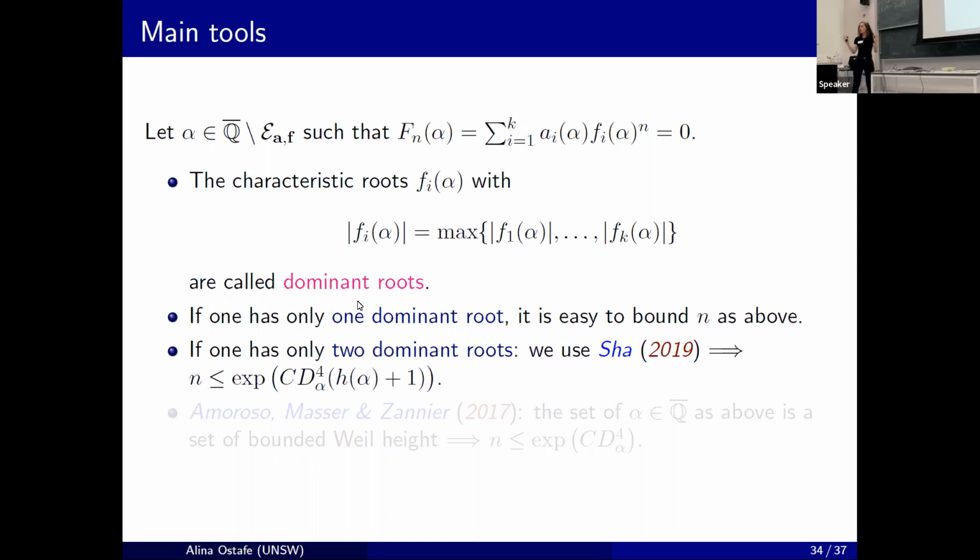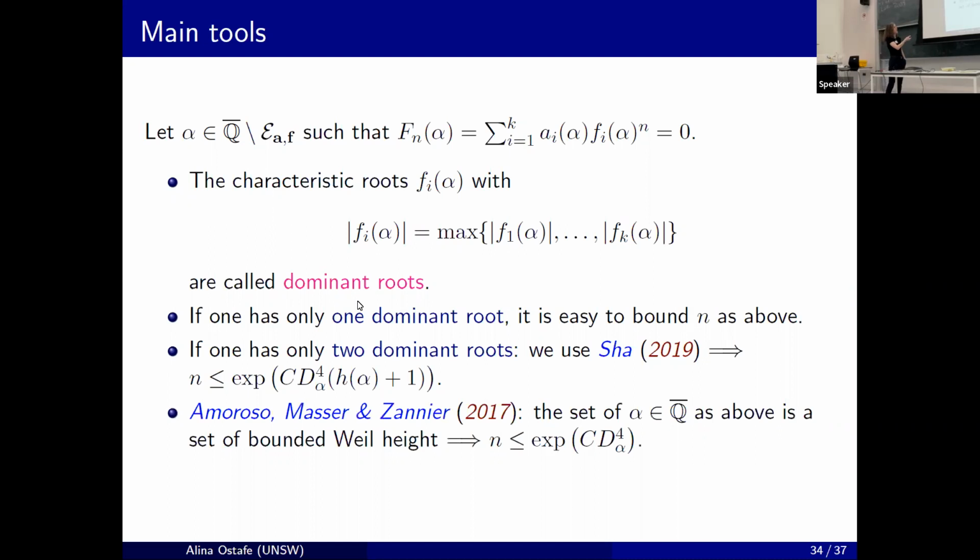If one has two dominant roots, then one can show that, so the result of Shah tells us that n is at most this bound, which depends on the height of alpha, and again, the degree of the smallest Galois extension over Q that contains your element alpha. Then Amoroso, Masser, and Zannier tell us that the height of alpha is bounded uniformly. So then we obtain a bound of this type.